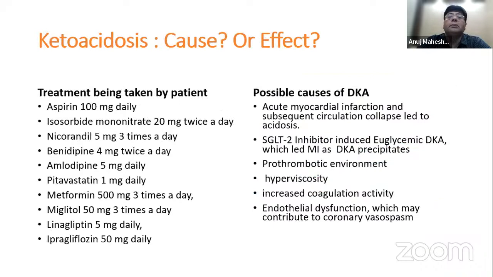Now the question arises whether this ketoacidosis was the cause of MI or was the effect of MI. Before going into that discussion, we should know what treatment the patient was already taking. Before having this problem, the patient was already taking aspirin 100 milligram a day and isosorbide mononitrate 20 milligram twice a day because he was a well-known patient of vasospastic angina.